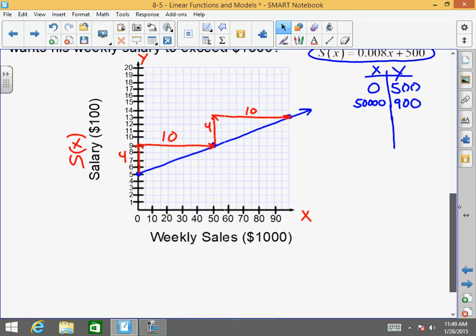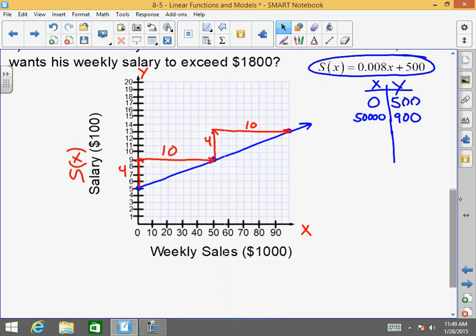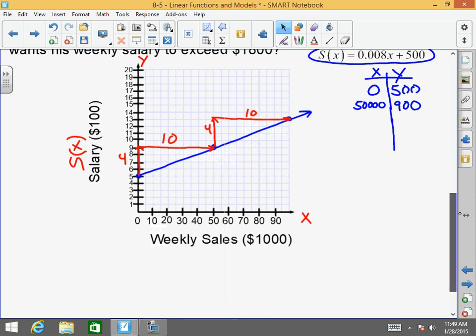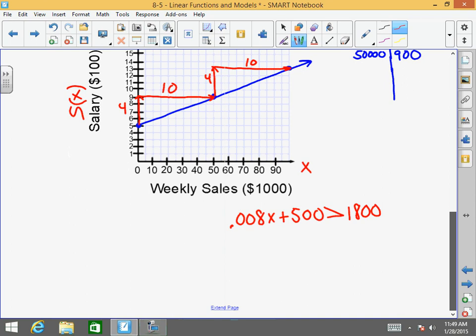They want you to find out how much does he have to sell. What is your X if you want your salary, which is S of X, to exceed $1,800? So this one's pretty easy. It's 0.008x plus $500. When is that going to be greater than $1,800? That's the goal. When is my salary going to be greater than $1,800? How much do I have to sell?